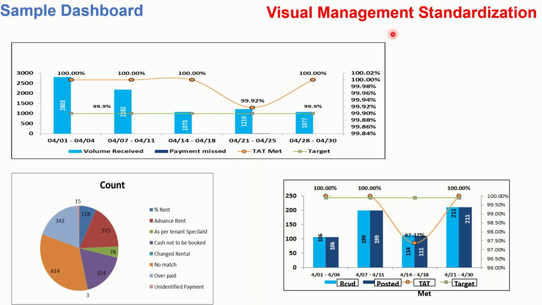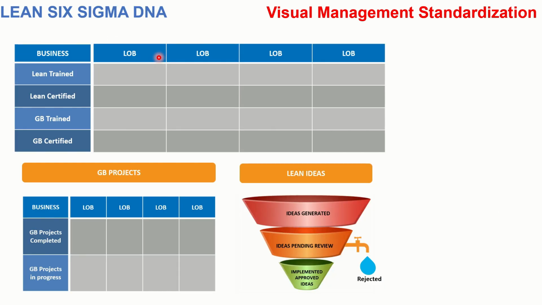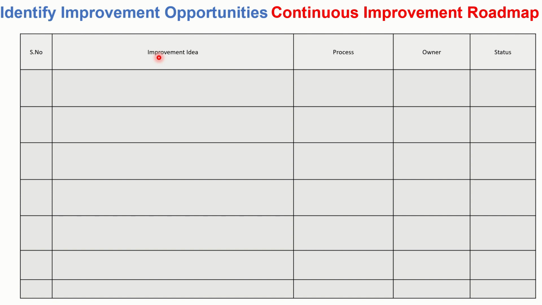Visual management and standardization involves creation of the dashboards. Visual management means managing the process visually. So a dashboard helps manage the process visually. So these dashboards are one of the visual management tools. So this is a Lean Six Sigma DNA dashboard, which is also one of the ways to visually show people how many people are trained, how many people are certified on Lean and Six Sigma, in which line of business maximum people are trained and tested and certified, how many projects are closed and how many projects are ongoing. So all of this can be seen in one snapshot in one slide. So that is the power of visual management.